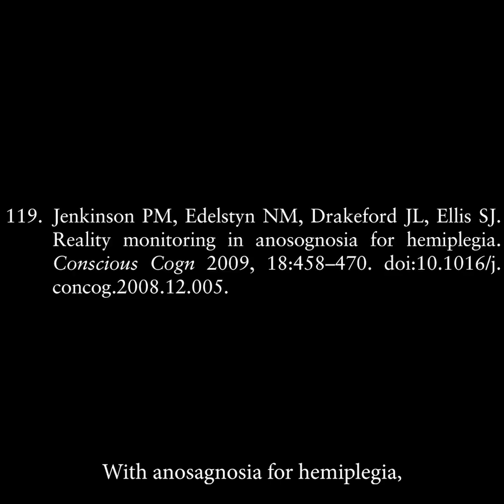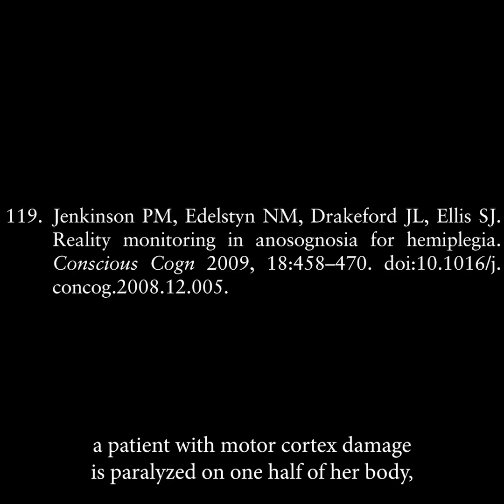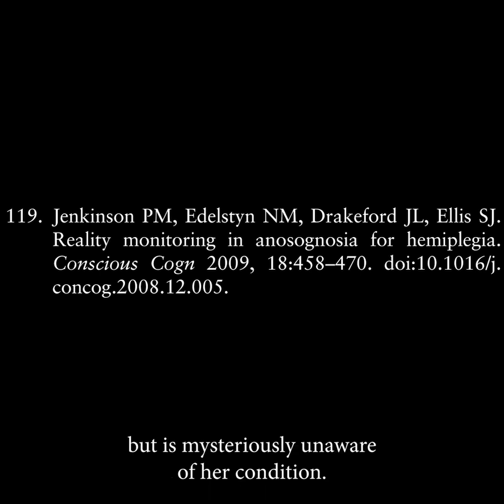In this example, the perception of agency is due to a fringe, that is, contextual datum, originally from the premotor area that would normally flavor the perception of self-movement for the sake of clarifying who did what in the story of memory. Anosognosia for hemiplegia. With anosognosia for hemiplegia, a patient with motor cortex damage is paralyzed on one half of her body, but is mysteriously unaware of her condition.